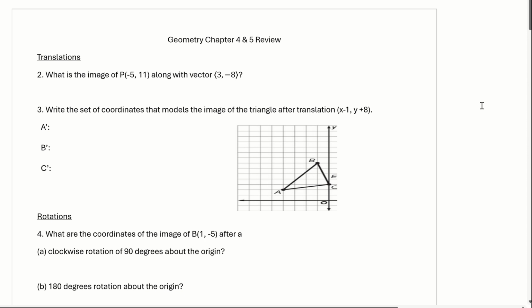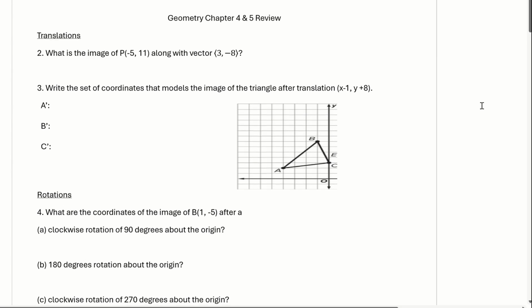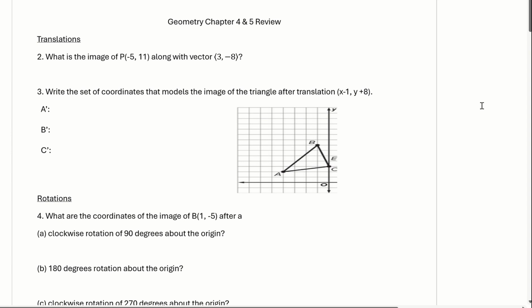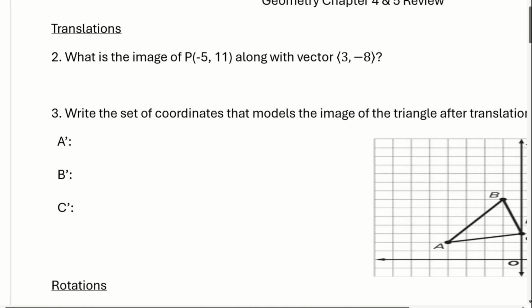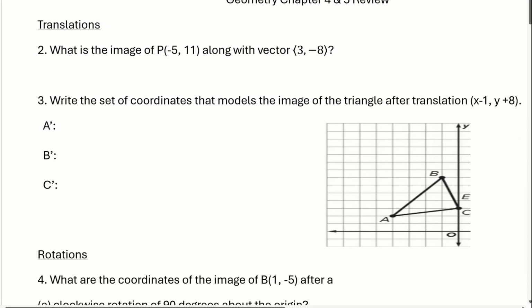For geometry, we're looking at rotations, translations, reflections, and we're also looking at the stuff for chapter 5, which is related to triangles, angles, things like that. So let's look at translations. It says, what is the image of P of -5, 11 along the vector 3, -8? So all you need to do is just do what the vector says.